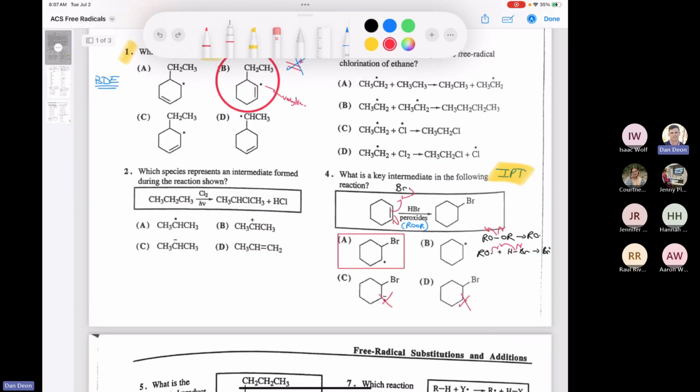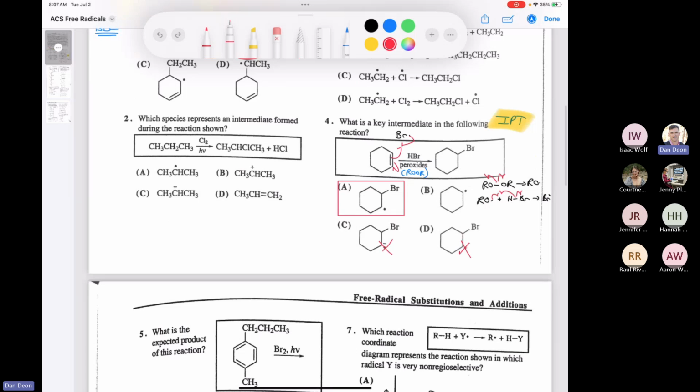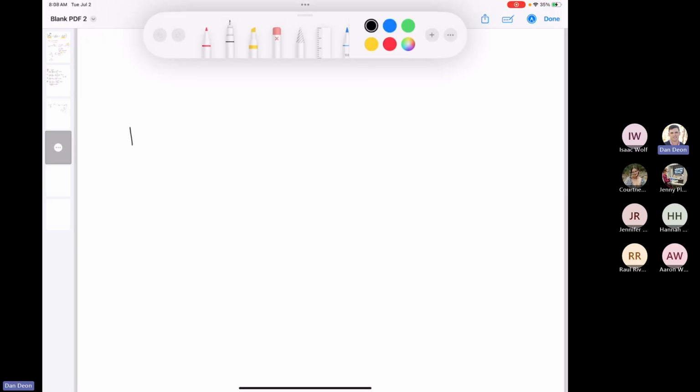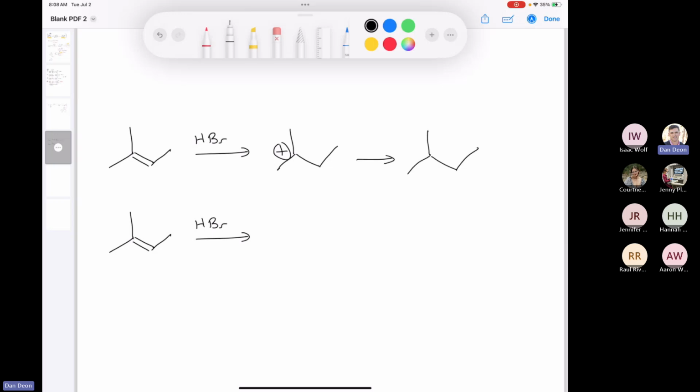If you go back to the rationale as to why anti-Markovnikov addition occurs, let me give you a quick example. If we go over to a blank document here, why do we get anti-Markovnikov addition? Let's say you had this compound here and you treat that with HBr. You're going to get Markovnikov addition. So let me just copy and paste this down here because we'll cover both scenarios. The first step is going to be the addition of the proton so that you end up forming the most stable carbocation, and then the bromide is going to add to that. And this is Markovnikov addition.